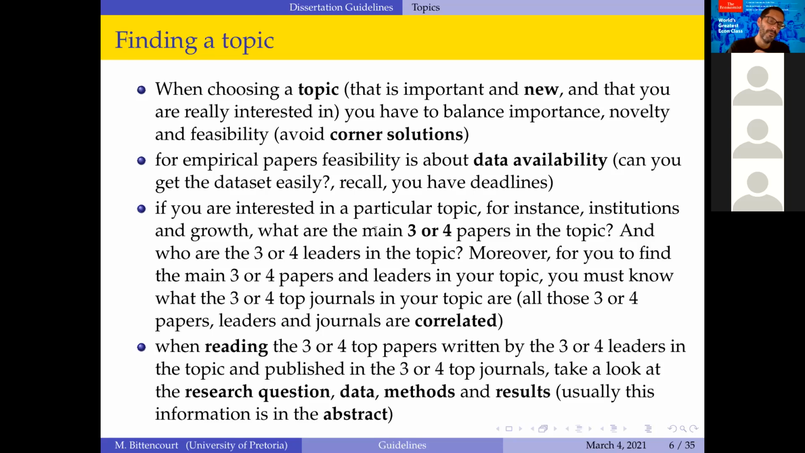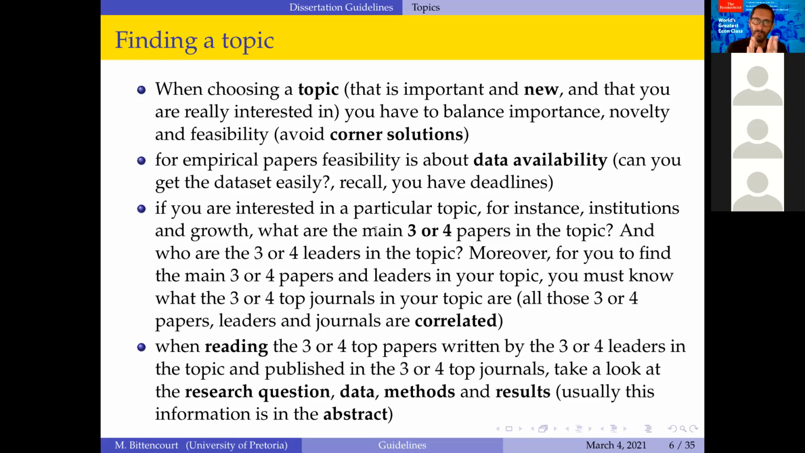More specifically, for empirical papers, feasibility is about data availability. Can you get the data? The first question you must ask is: can you get the data set easily? Is the data set freely available? Is it easily downloadable from the web, from a particular data aggregator? Recall you have deadlines, so make sure that you have data availability in mind.